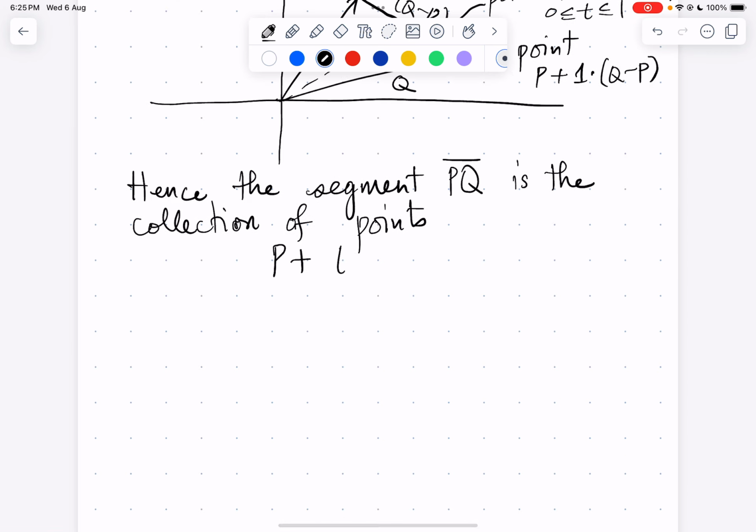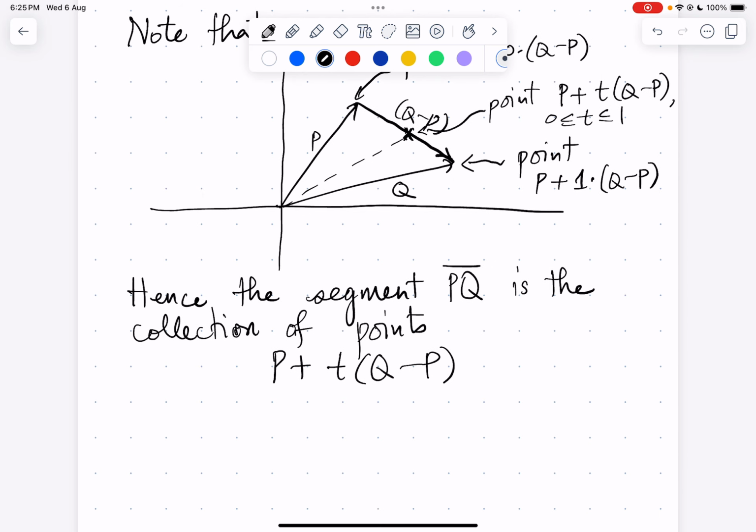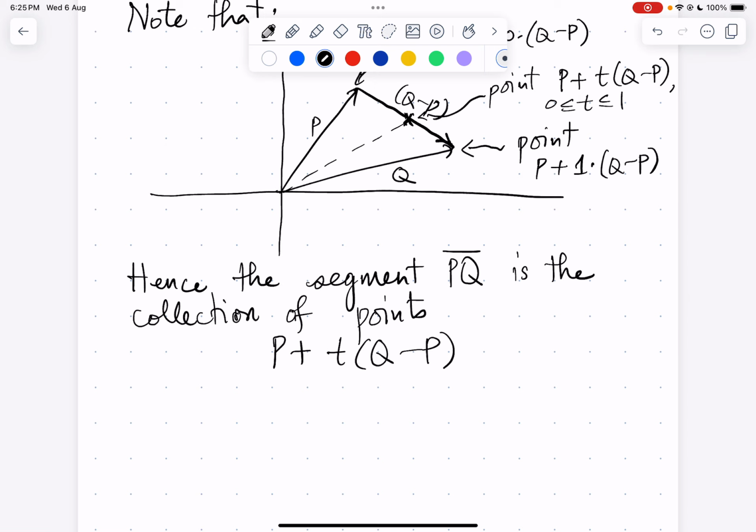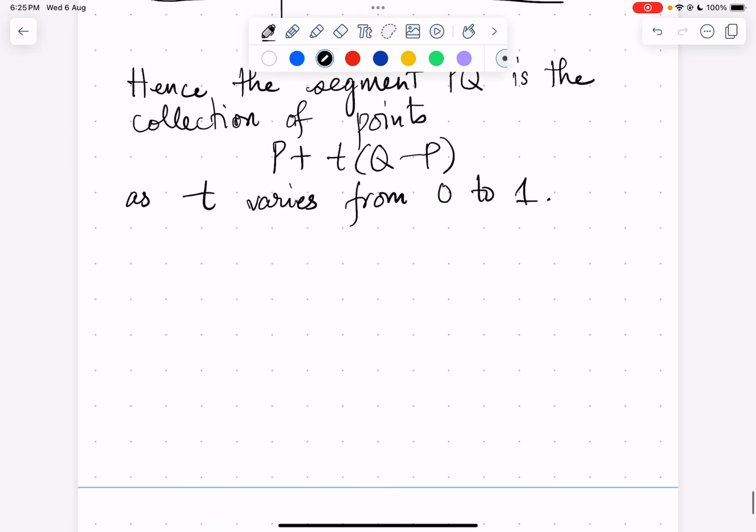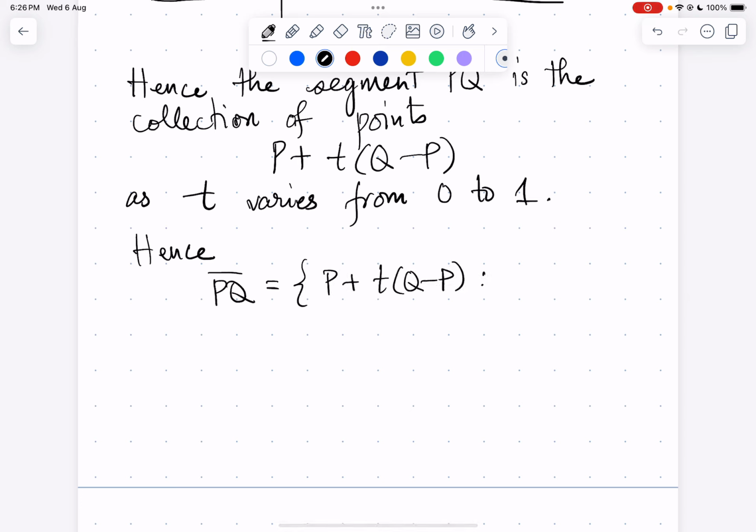P plus t into Q minus P. You are adding multiples of Q minus P to P, so it is the collection of points P plus t into Q minus P as t varies from 0 to 1. So hence the segment PQ is just P plus t into Q minus P, where t varies from 0 to 1.